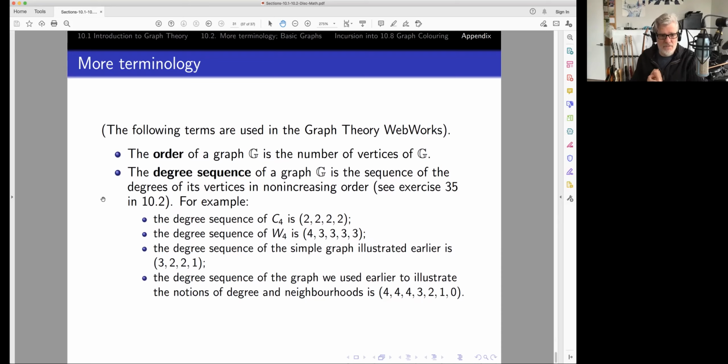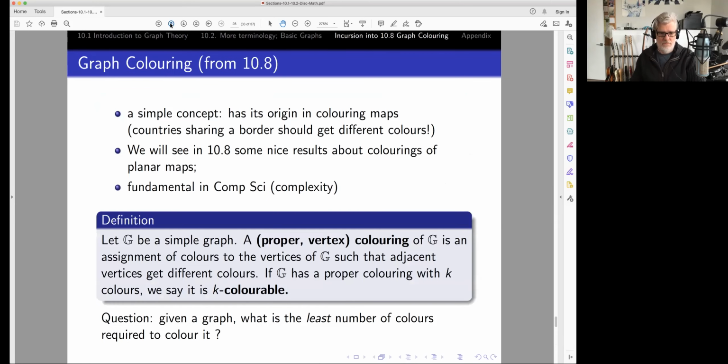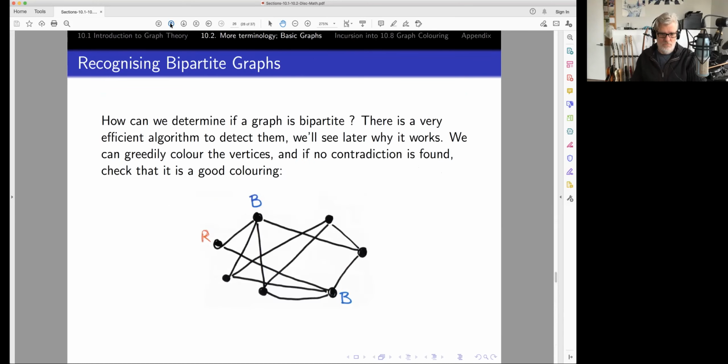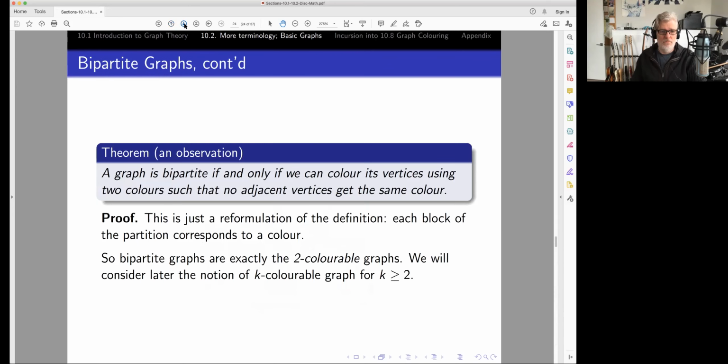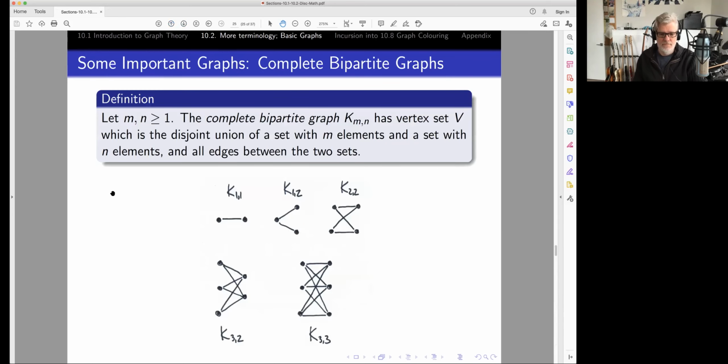Any questions, comments? Could you go back to the definition of the complete bipartite graph? Yes. I didn't quite get it. Right here. What do you mean, the disjoint union? Is that like the XOR?